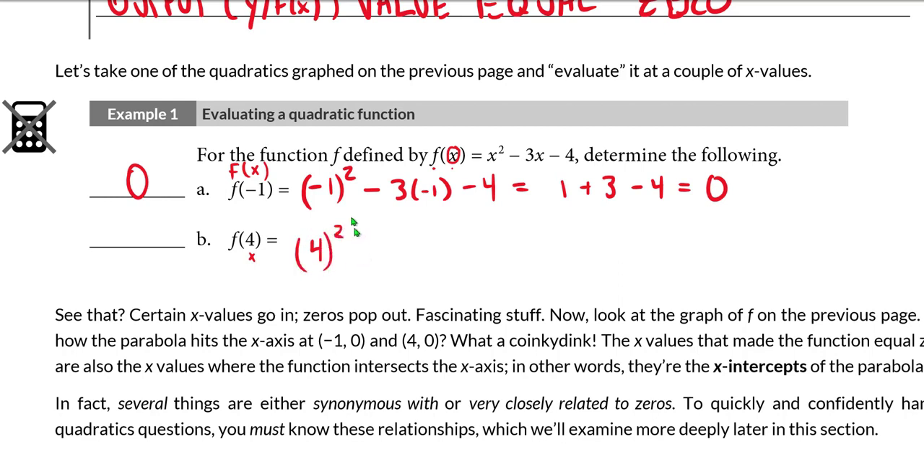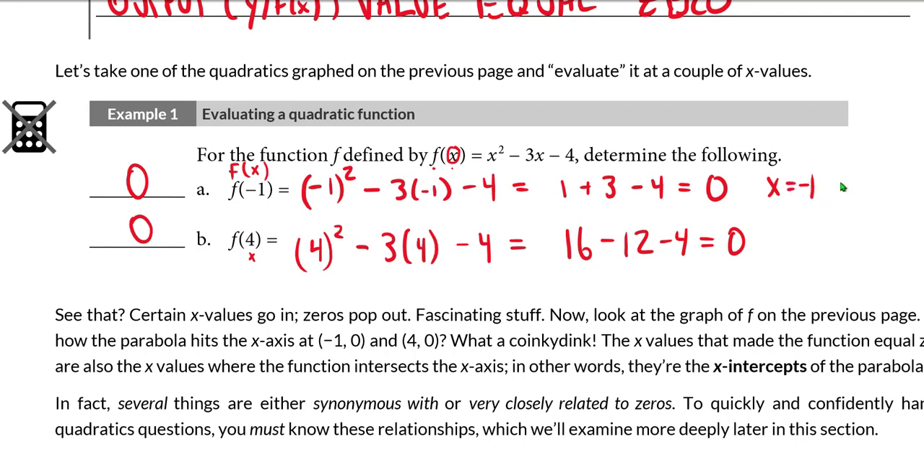Now, if I evaluate the same function at an x value of 4, even though there's not a negative here, I'm still going to be very careful. I'm going to put that 4 in parentheses so I don't make any careless mistakes. And what do I get here? I get 16 minus 12 minus 4, which also equals 0. So when x equals -1, my y or f of x equals 0, and when x equals 4, my y or f of x equals 0.